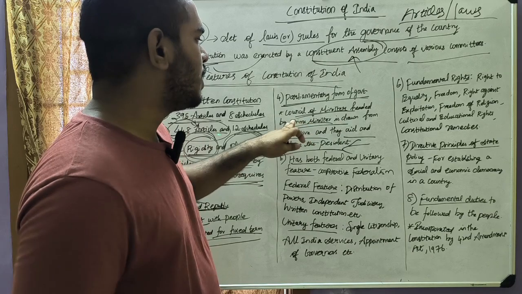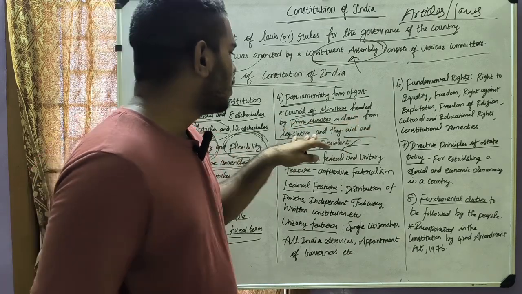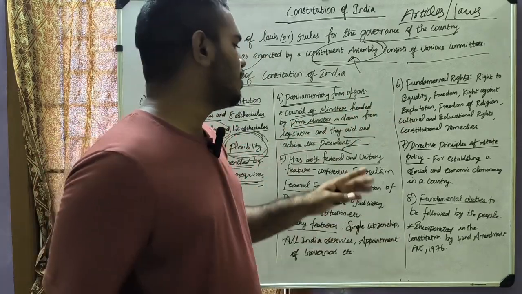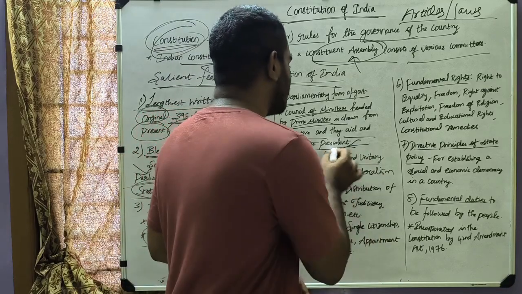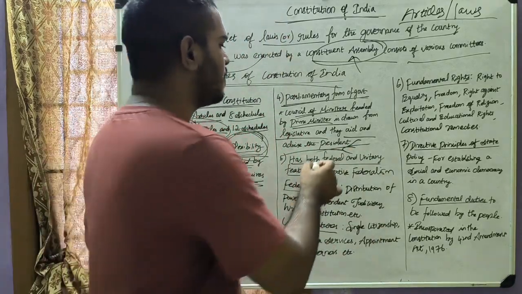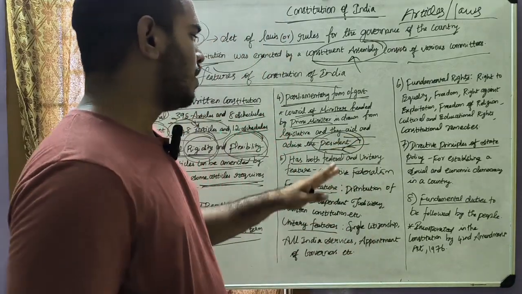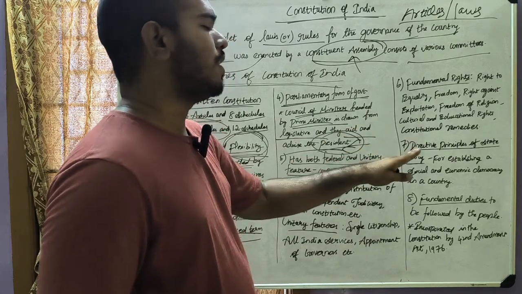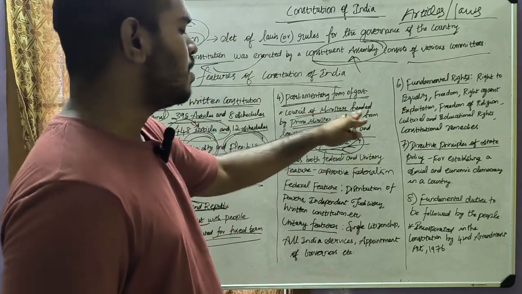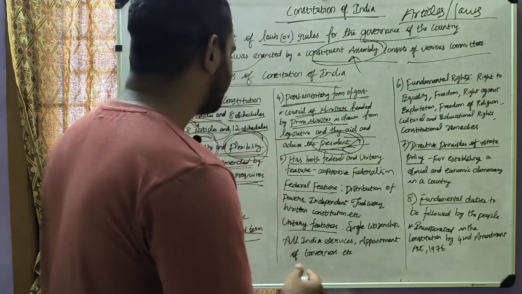This council of ministers headed by the prime minister, who is drawn from the legislative organs, aids and advises the president. So whenever the president needs some advice, the president always needs to function according to the aid and advice of the council of ministers and the prime minister.